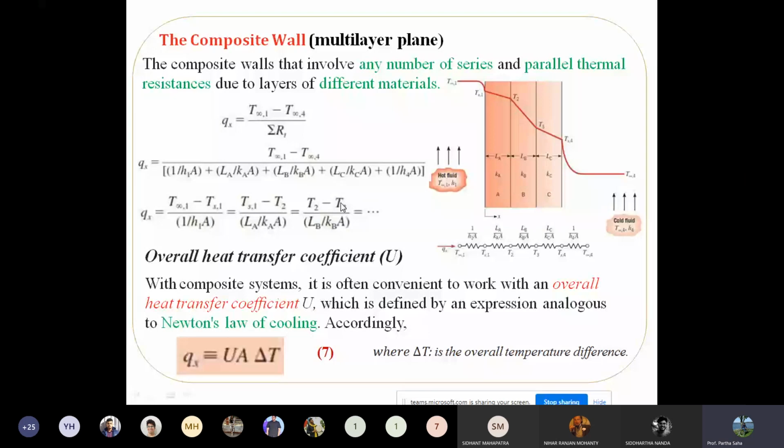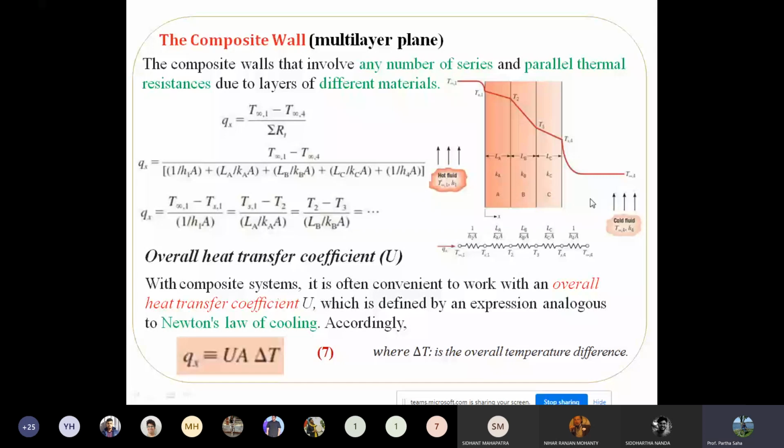So I hope you understand, you can visualize this problem in terms of a resistive circuit where you can see this is T infinity 1 and each layer is actually a thermal resistance, the first layer given by 1 by H1A, the second layer given by La by KaA, and so on, right? So the thermal resistance can be visualized as a resistive elemental circuit. The same concept can be utilized here, okay.